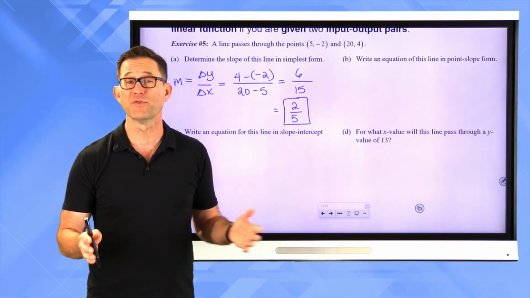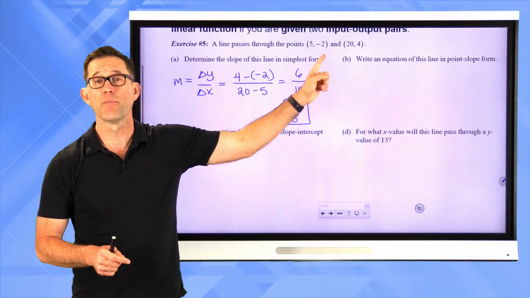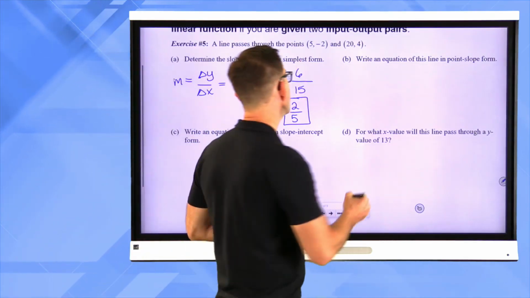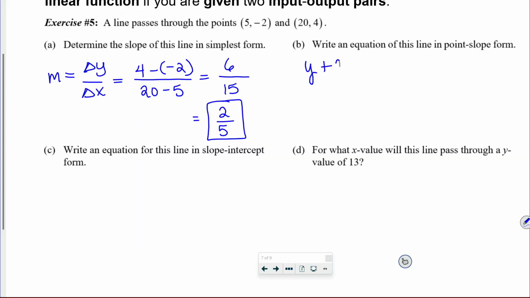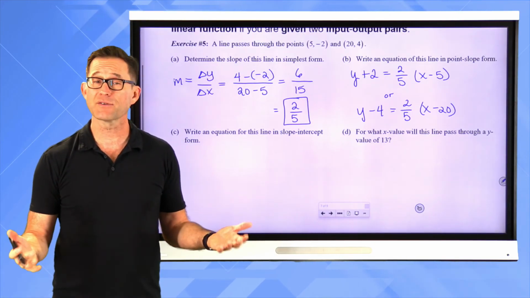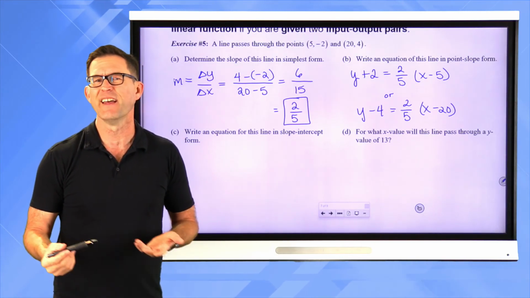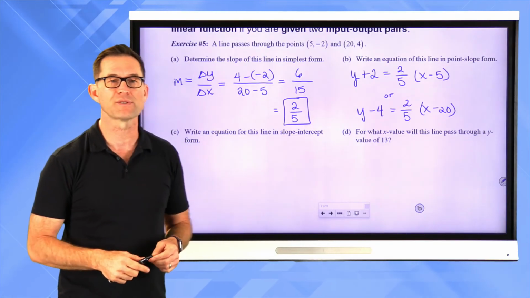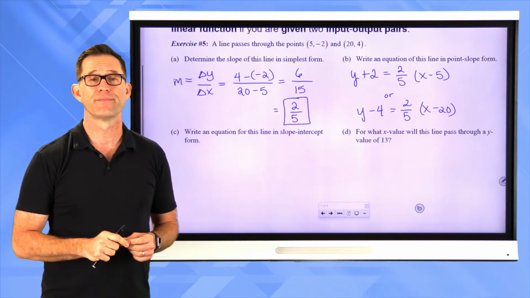All right, well, I'll do them both just so that you see both of the answers. For the point 5 comma negative 2, we could do y plus 2 is equal to 2/5 times x minus 5. That's if you're using that first point. Or I could do y minus 4 is equal to 2/5 times x minus 20. Either one of those is perfectly acceptable. Either one, and they are actually algebraically equivalent. It's just hard to see that in these forms. Now let's take a look at letter C.